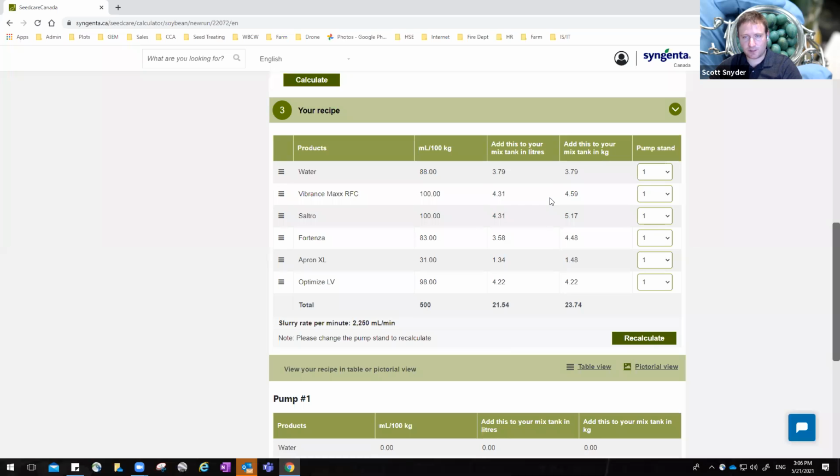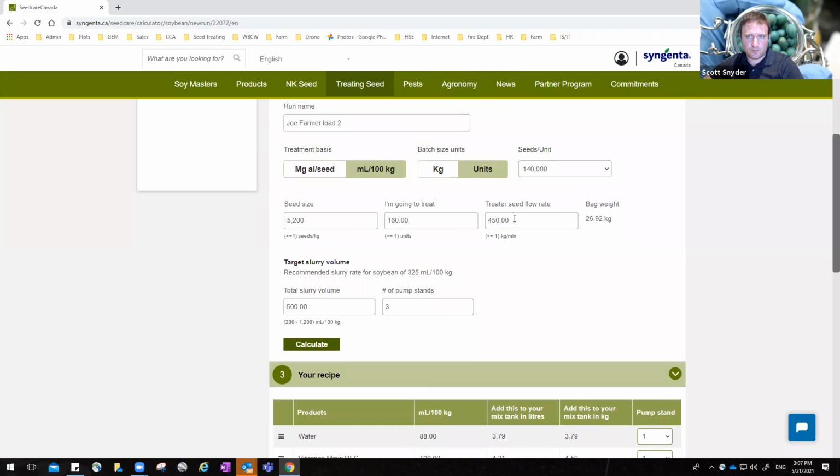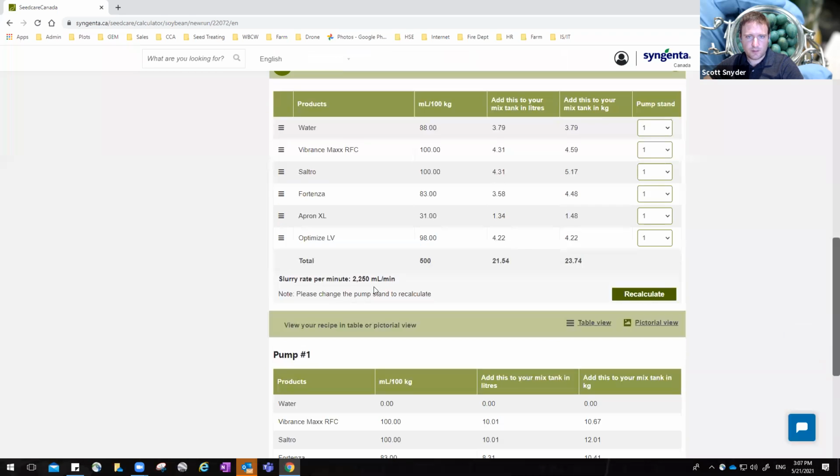Because once you get mixing, and there's people calling in orders, and people are busy in the yard, it gets complicated and it's hard to keep track of everything. So just make it very obvious, and then hopefully things go well. The other option here is, overall, if everything was all in one tank, you'd have to pump this at 2,250 mils per minute, based on this flow rate that we've got of the seed.